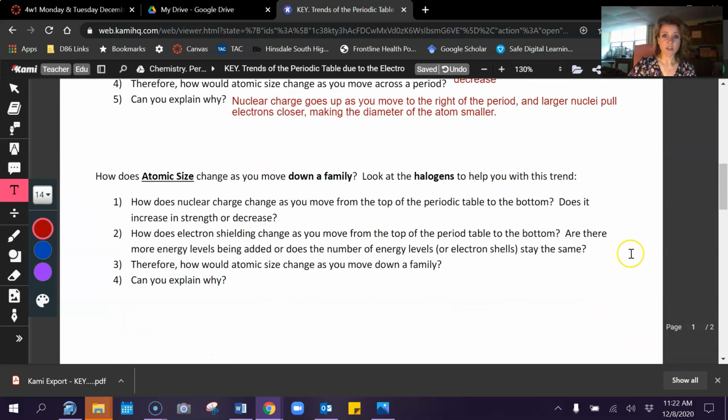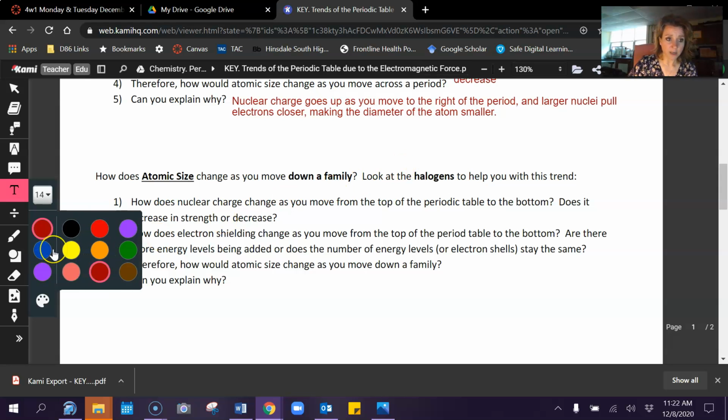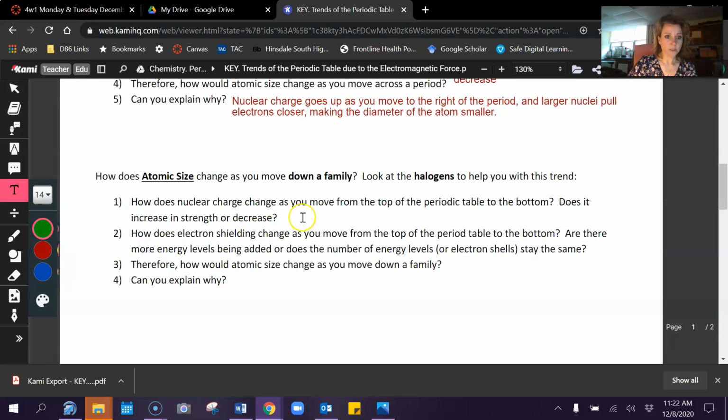Okay, the next section is going to treat atomic size, except now we are looking at moving down a family. And we're going to look at the halogens. Now remember that the halogens are group 7 on your periodic table. And the element that's at the top of the halogens, that's fluorine. So go ahead and find that. So we're going to talk about fluorine, fluorine's family, the halogen family here.